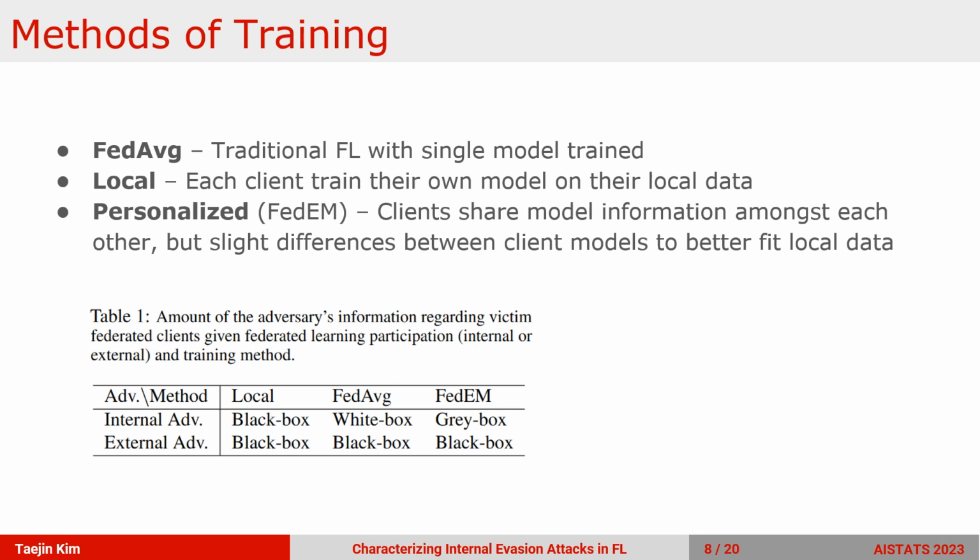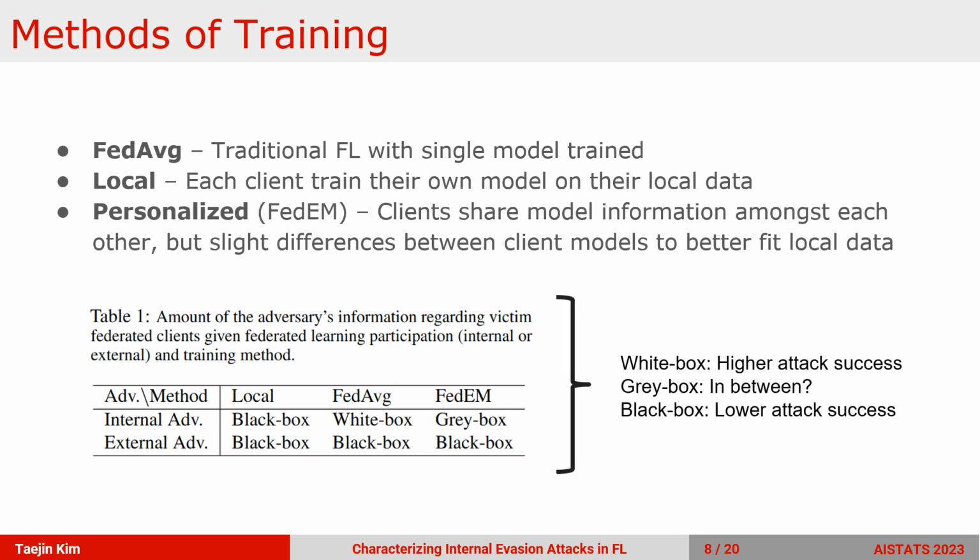In terms of the information the internal adversary has regarding the victim, in the local setting, the adversary has black box information as they don't know anything about the victim's model. In federated average, they have the white box information as they know everything about the victim. In the personalized setting, the adversary has gray box or limited information. Our hypothesis is that white box information leads to higher attack success, while it's the opposite for black box. For gray box, the success rate should be somewhere in between.